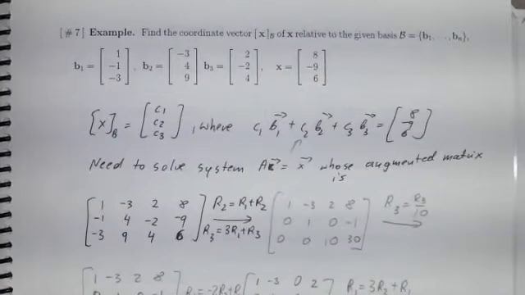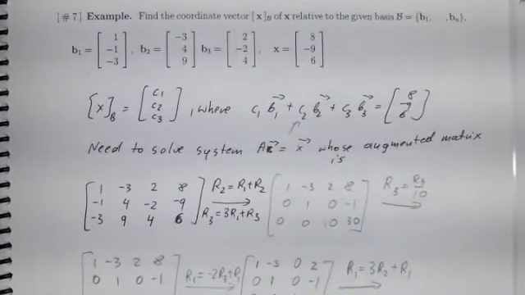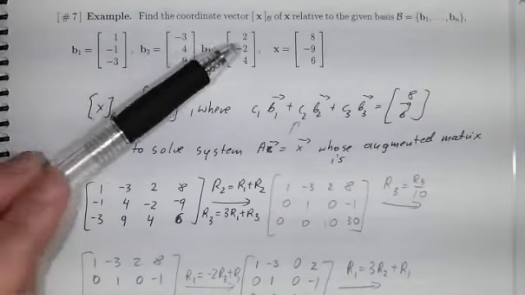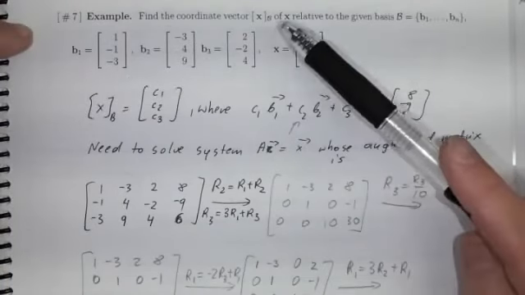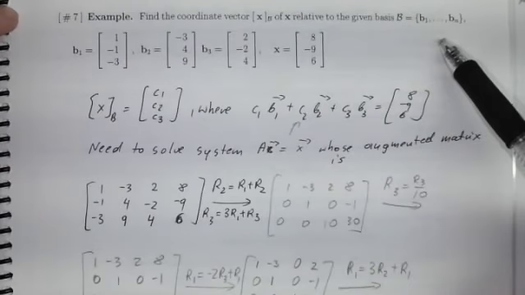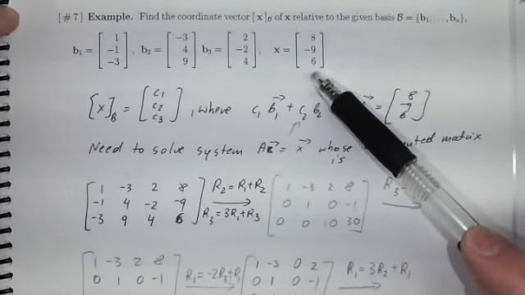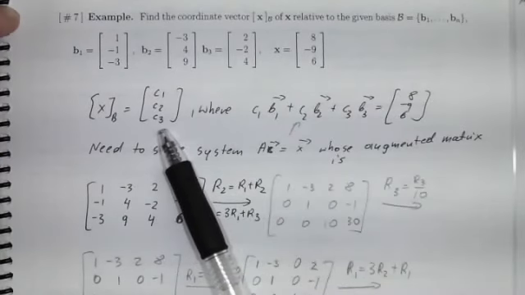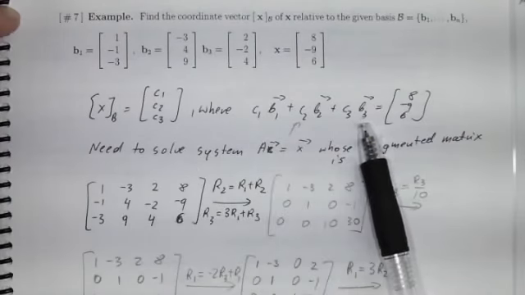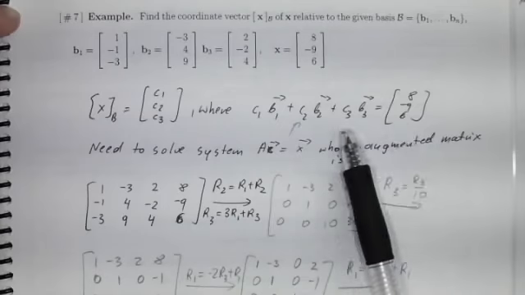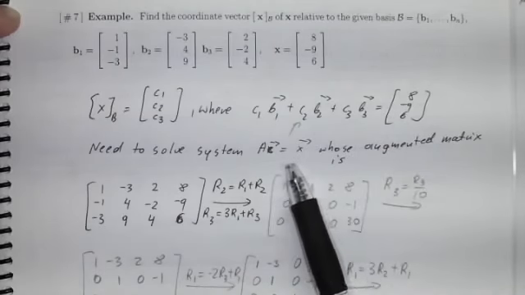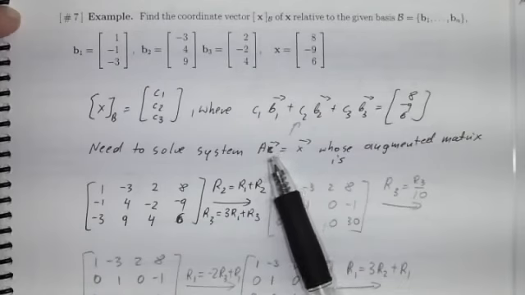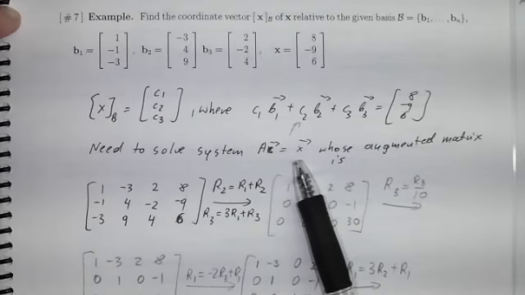And the last example from this section is example number 7 from the textbook. Find the coordinates vector x_B of x relative to the given basis. So we have the given basis and the vector. We know that the B coordinates vector is the vector whose coordinates are the scalars. So c1 times b1 plus the other terms is equal to my vector x. So what we are doing is nothing else but solving the equation A times c equal to x, where the vector c is c1, c2.